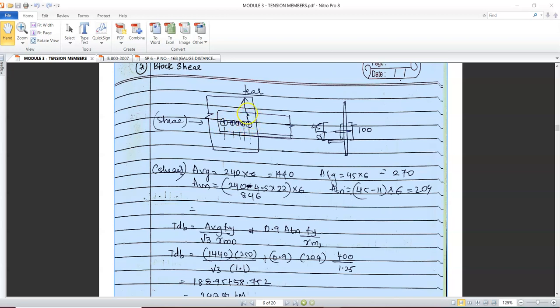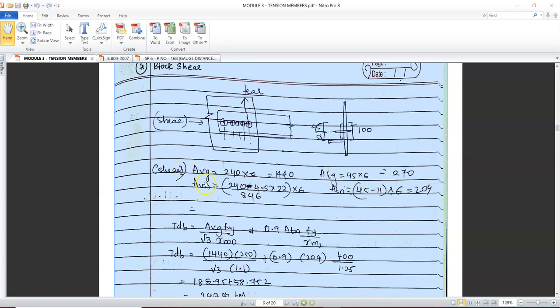From center of the bolt, this will be 40 mm. So that is 40 into 6, which is 240 mm. You have to change this to 240 square mm, that is gross area under tension. Now, net area under tension will be from this center to toe of the angle. The deduction area will be half bolt hole, so that is half of 22 mm. That is 0.5 into 22, which is 11. So 40 minus 11 into 6, which is 204 square mm.